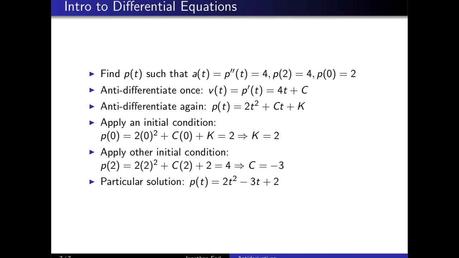So we do that, and we'll get that the position function is going to be 2t squared plus ct plus k. So we have two unknowns in the position function, but we conveniently have two conditions on the position function. So we can use the two conditions to solve for these two variables c and k. We'll first apply the initial condition at time 0, and that'll tell us that k equals 2. And when we apply the condition at time 2 and set that equal to 4, we'll see that c has to be equal to minus 3, and that'll give us the same particular solution as before, the position function of 2t squared minus 3t plus 2.